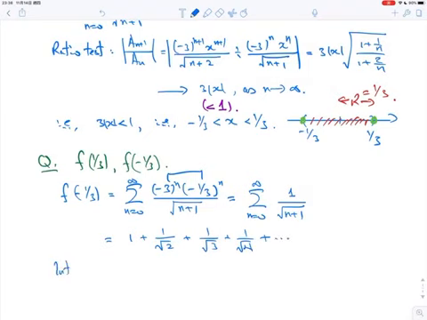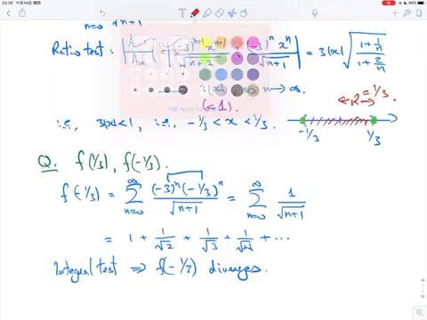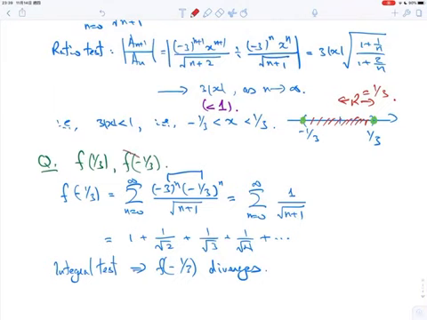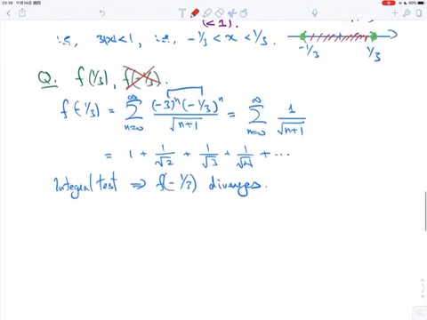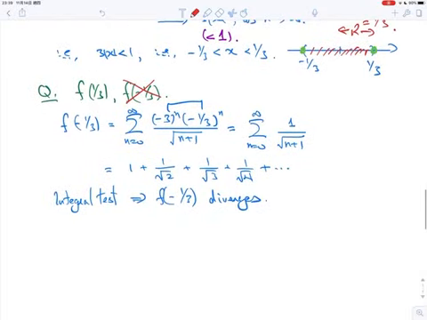And the integral test implies that this series at minus a third is going to diverge. And so therefore, this is not good. If you put in minus a third, it would not be meaningful. All right, so this minus 1/3 has to be removed.